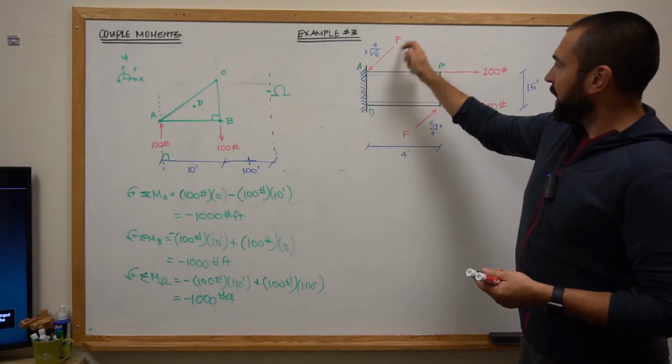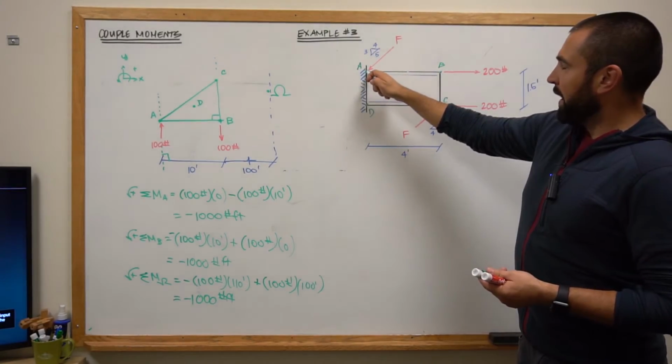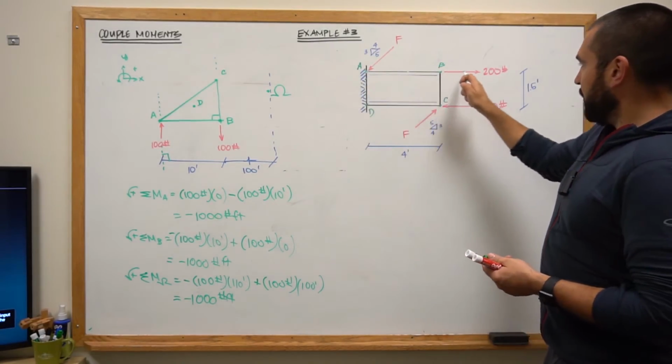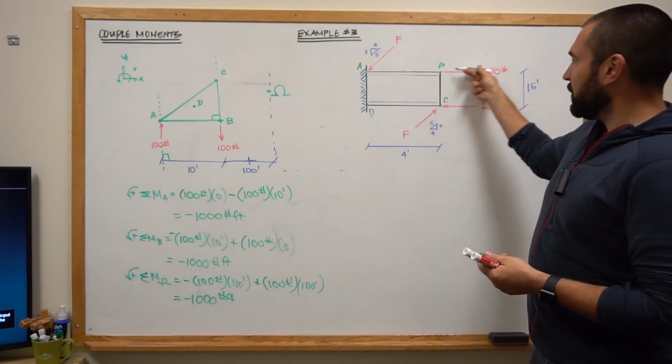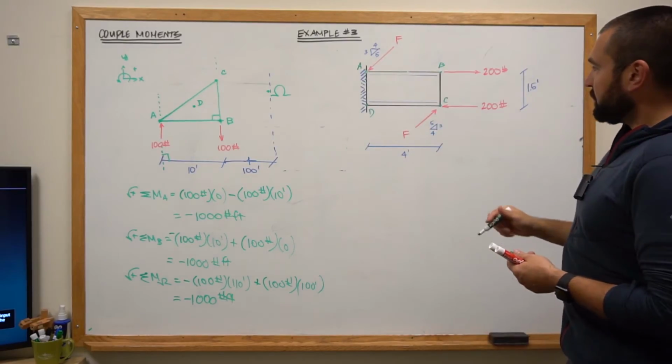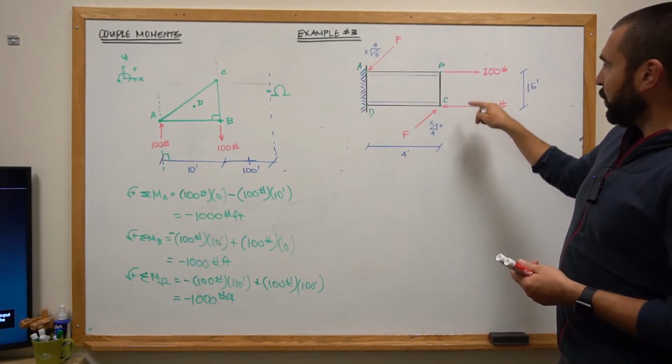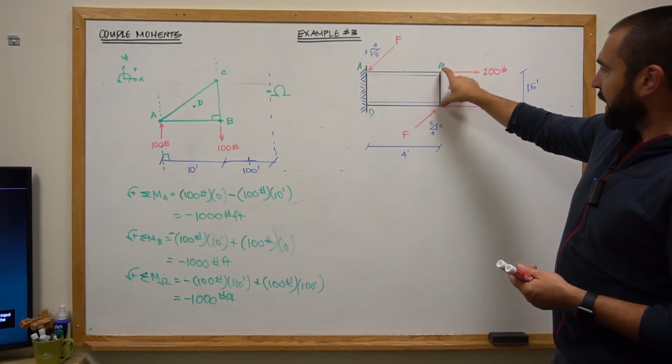That means that F right here won't have any moment about A because it's coincident to it. This 200 pounds won't have any moment about point A because it's also along that line. But this force definitely will. Its perpendicular distance is at 1.5 feet.